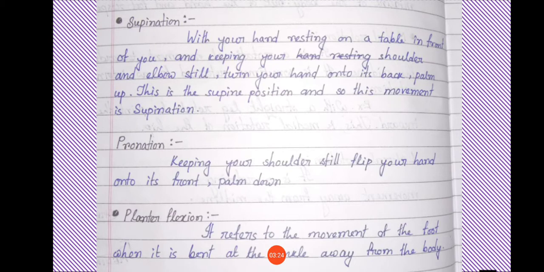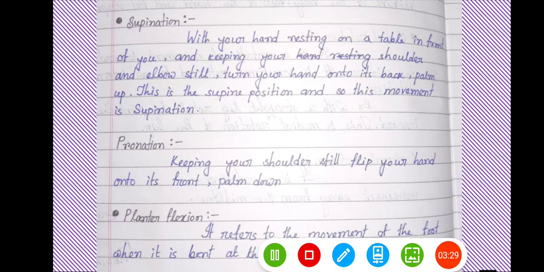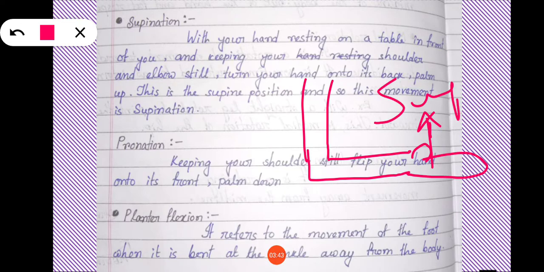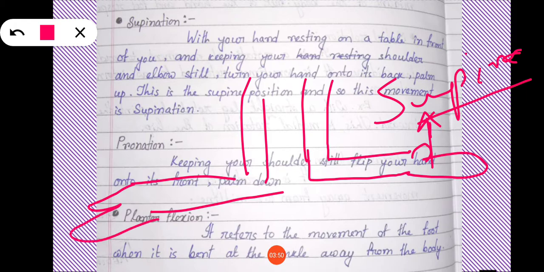Next, supination and pronation. If anyone puts his hand in a still position and his palm is facing upward, that is called supination, and if his palm is facing downward, that is called pronation. Palm down, pronation, and palm up, that is supination.